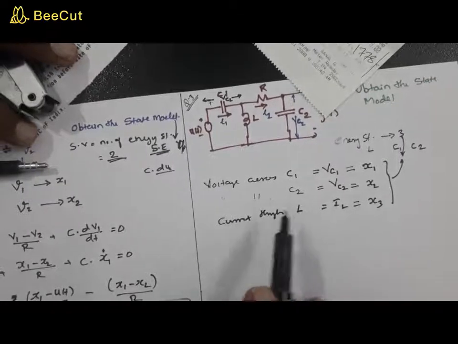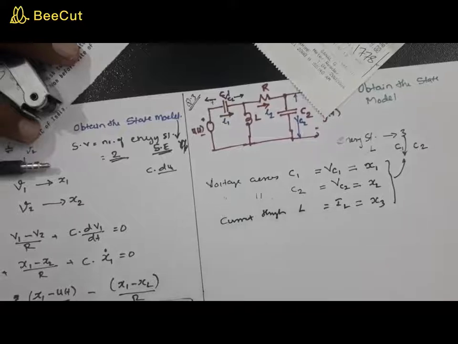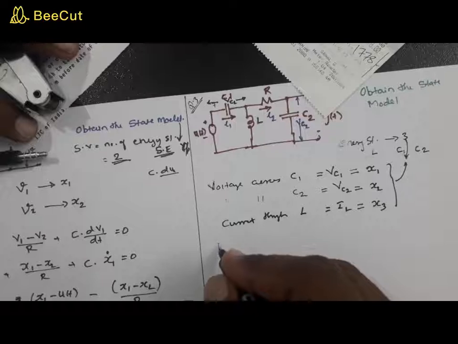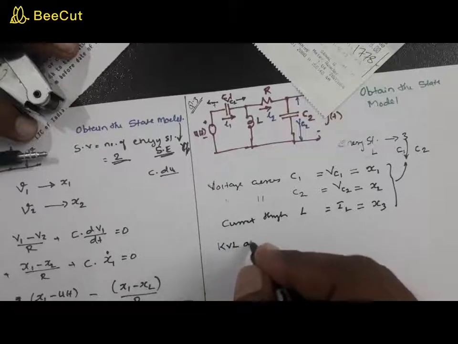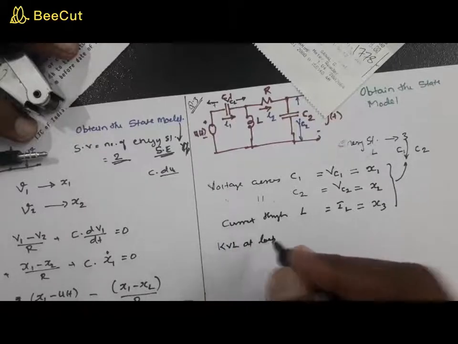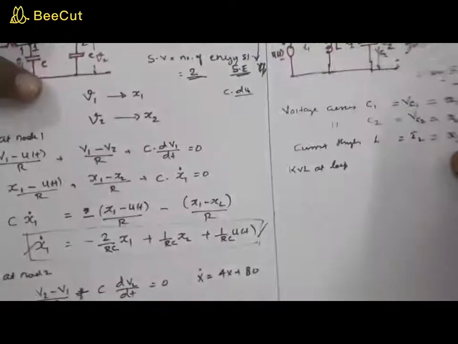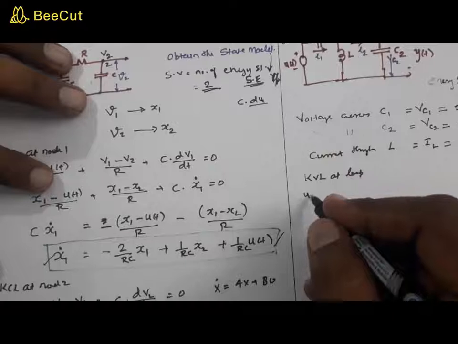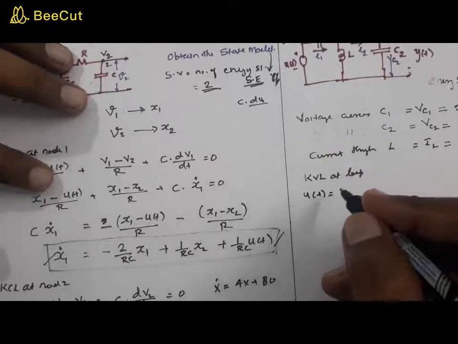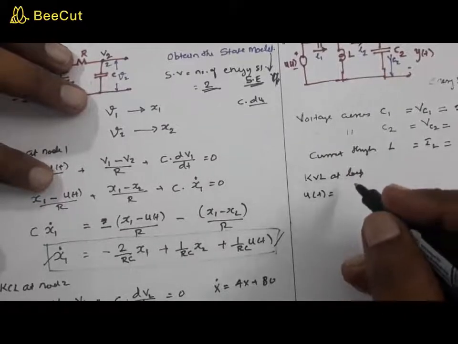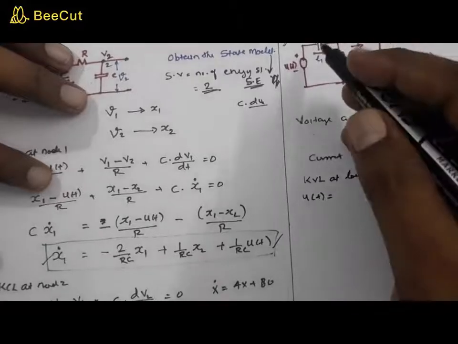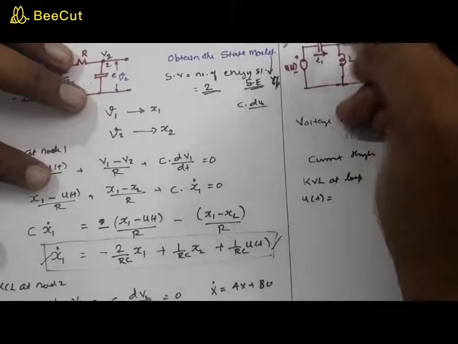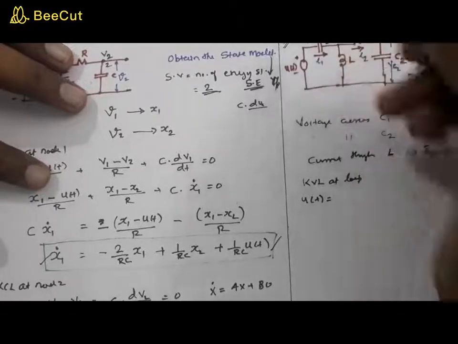Now the variables associated with the capacitors will be voltage, and the variable associated with the inductor will be the current. So first of all, I'm going to apply KVL at loop 1. When you apply KVL at loop 1, you can see that u of t is equal to, see this drop, this is shown as plus to minus, so this is VC1.